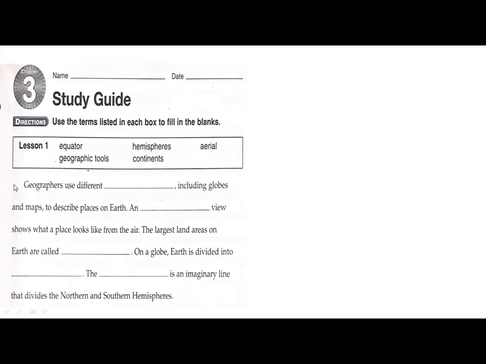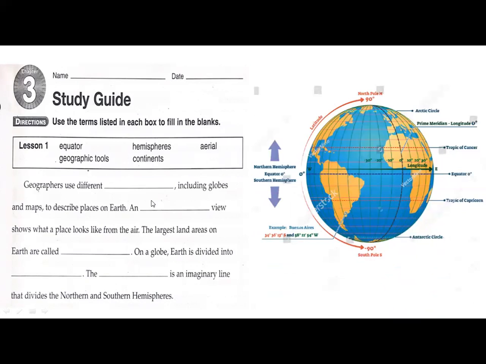So let's read the first sentence. Geographers use different geographic tools, including globes and maps. That's right. The answer is geographic tools. And again, you can go through this picture that I've put in for your aid. Great. Let's look at the next sentence.